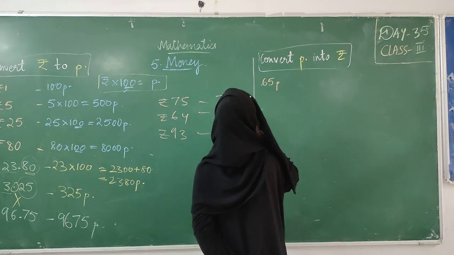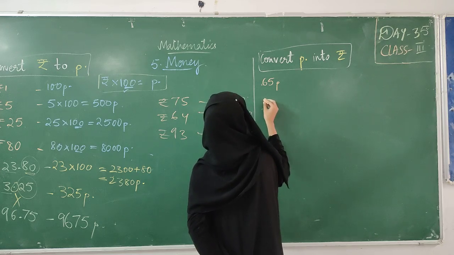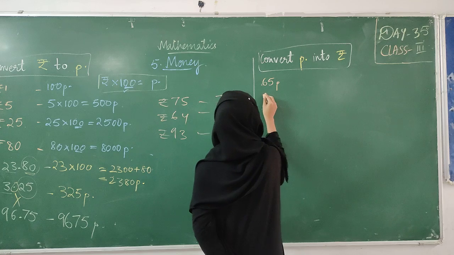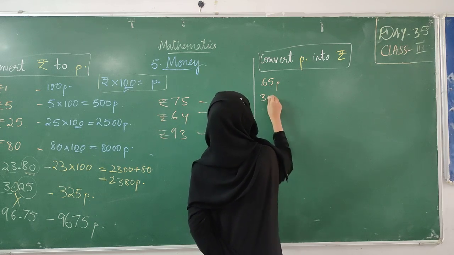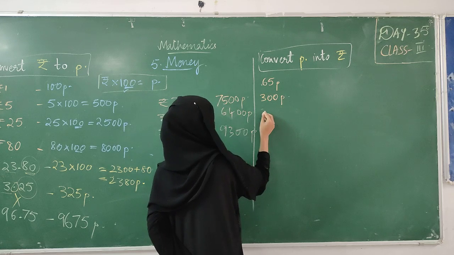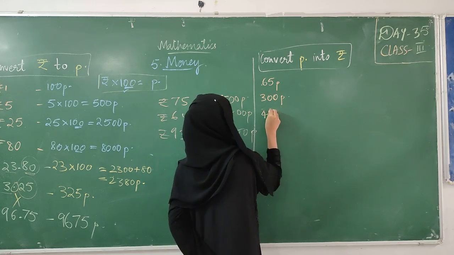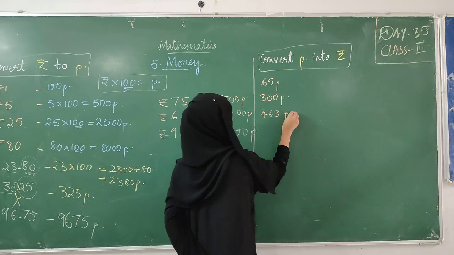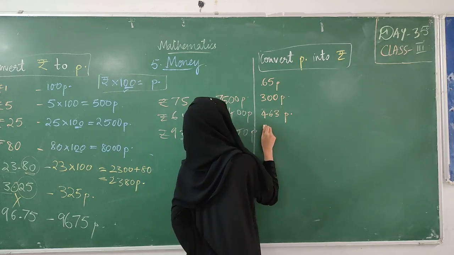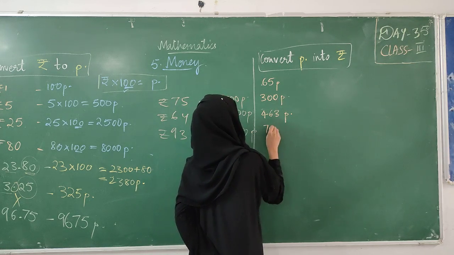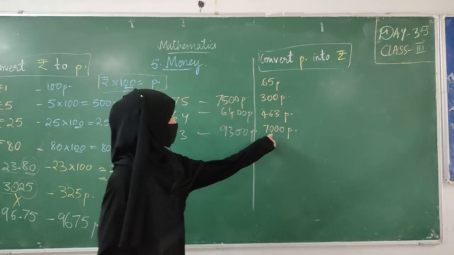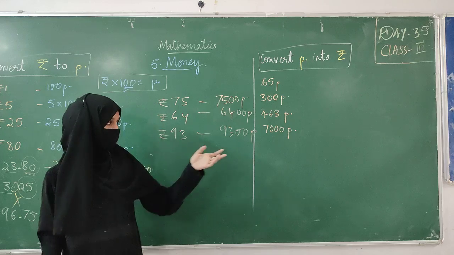65 paisa. Then I'll write a 2-digit number. 100 paisa you already know is 1 rupee, so I'll leave 100. I'll write a bigger number, 300 paisa. Then I'll add a few numbers like 463 paisa, and a 4-digit number like 7,000 paisa. If any number is also there, the way I am showing will be the same.